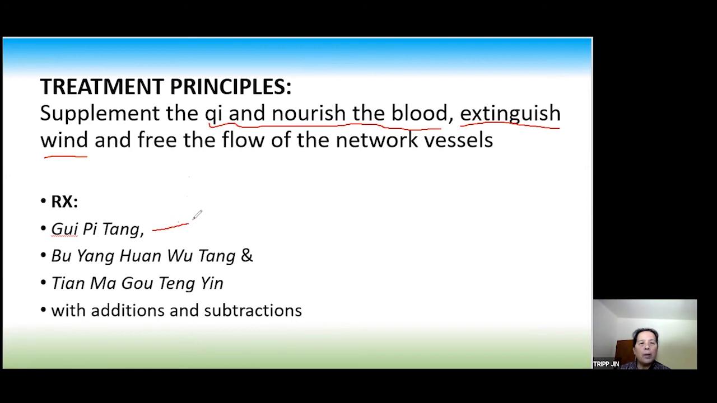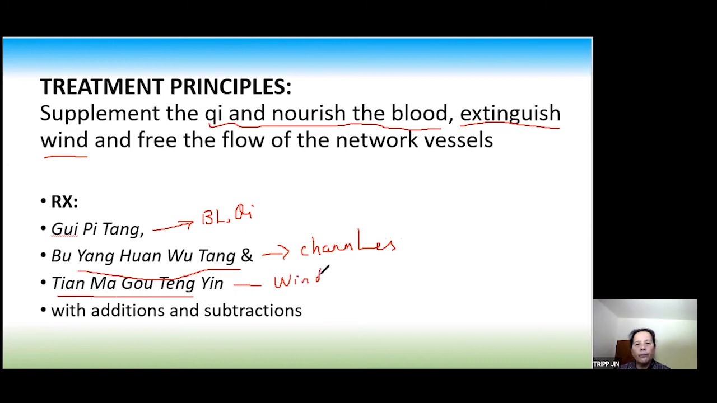龟皮汤 is generally a blood nourishing formula, nourishing qi and blood. 补阳还五汤 goes to the channel, opens the channel, warming the channel. 天麻钩藤饮 is the formula working for the internal wind condition. So with a combination of these three formulas together, we work for these conditions.